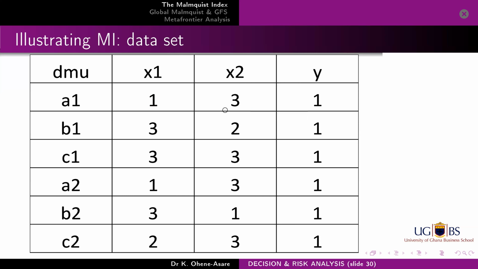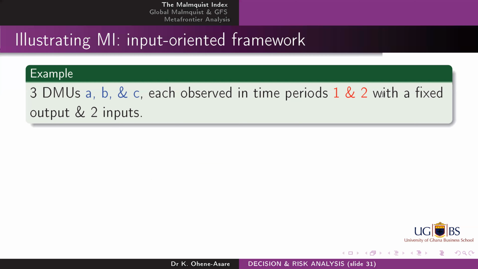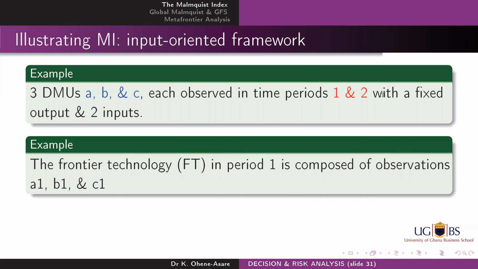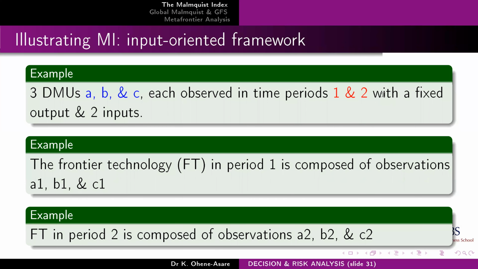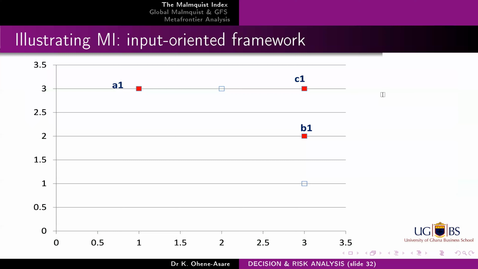So you plot this 1 against the 3. You plot the 3 against the 2. You plot all of them. But be careful and note that the first 3 are in the first year. All right, so that is what we want to do. The frontier technology in period 1 is made up of A1, B1, C1. They will make up the frontier technology. And then A2, B2, C2 will make up the frontier technology in period 2.